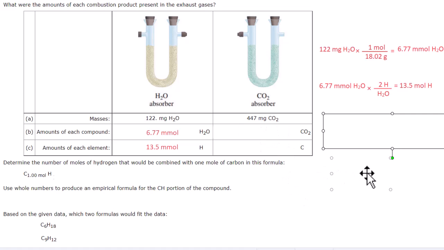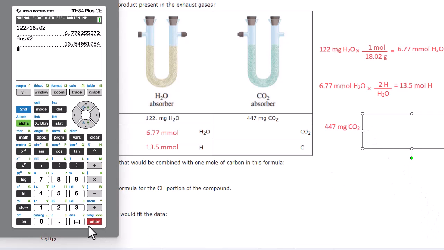Now it's time to deal with the carbon dioxide, which is absorbed here or analyzed in our advanced analyzer. And we're going to do the same thing. We're going to change the milligrams into moles. So we have our 447 milligrams of carbon dioxide, which we'll enter in our calculator, 447, and divide that by our molar mass.